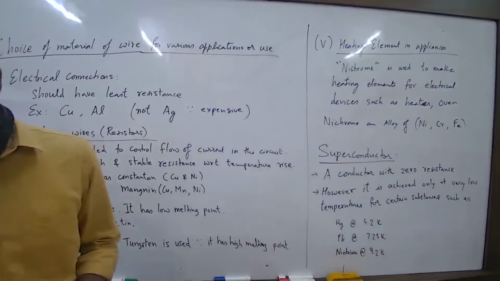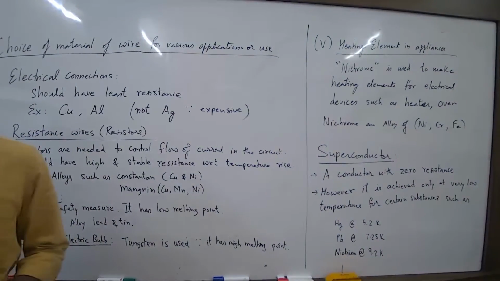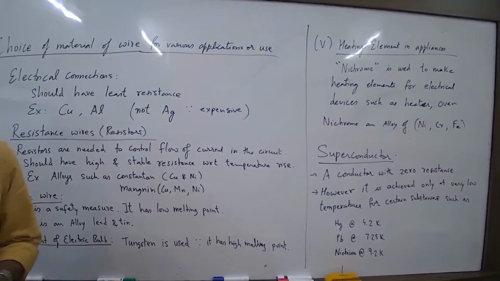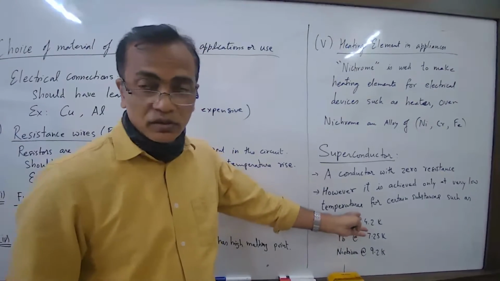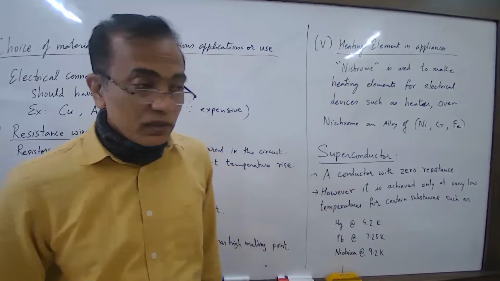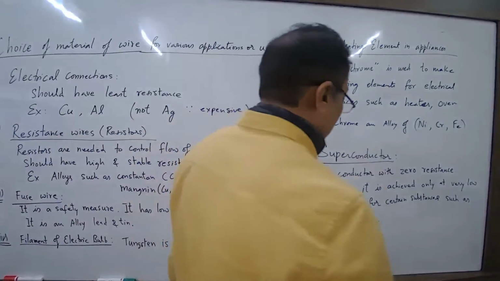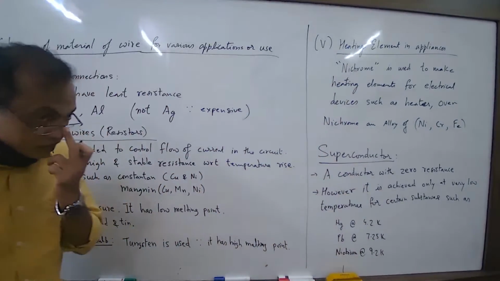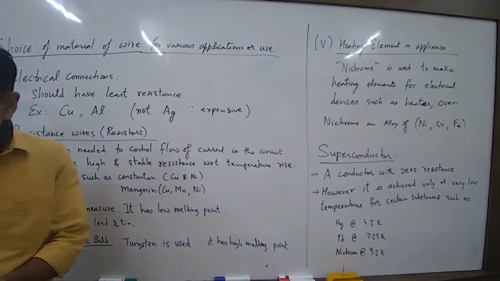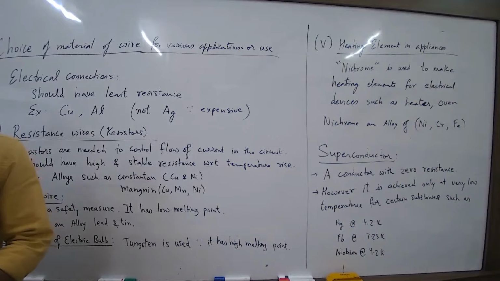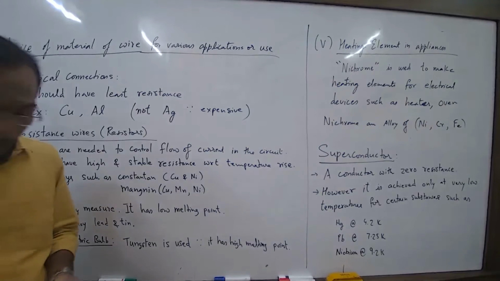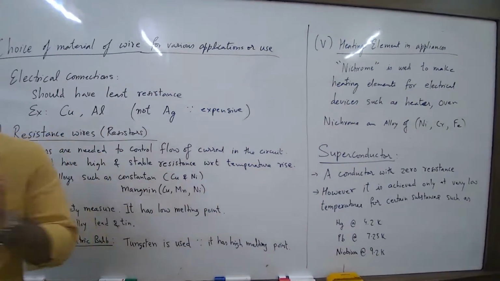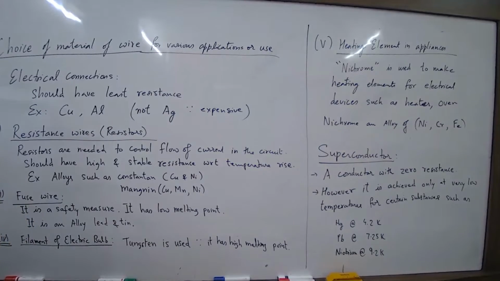So at these temperatures, do you know what this is in degrees Celsius? Almost minus 268 degrees Celsius. Very, very low, very close to absolute zero. And we live at 300 plus Kelvin, if you take 27 degrees as room temperature. So we are still far away from using superconductors. So with this we are done with part A.